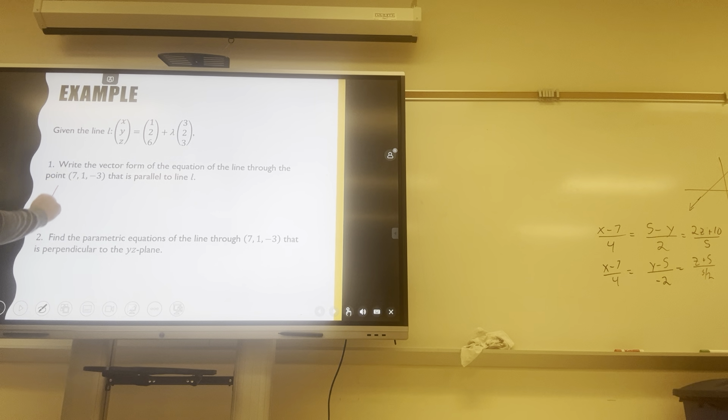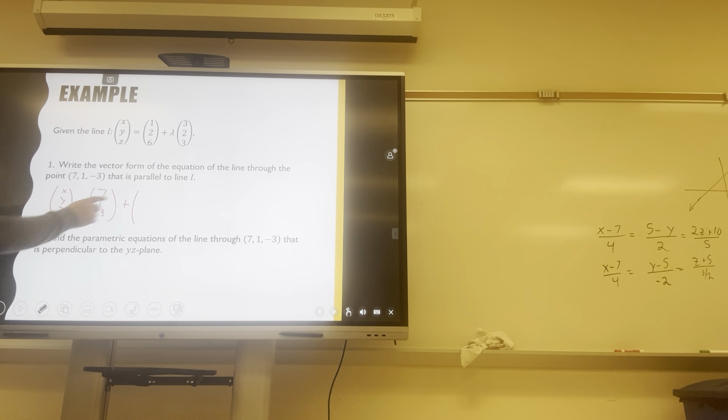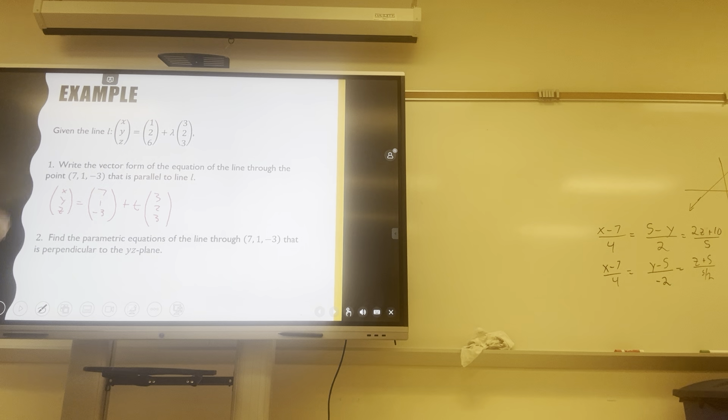So vector form starts with x, y, z equals, now what do I want to put here in the position vector spot? I want this point, right? I want to make sure the line goes through this point. The way I can do that is make that the position vector. And then if I want it to be parallel to L, how do I make sure it is? Same direction vector. Technically, oh, I need a little space there, I need a parameter name. So I'll use t since they used lambda. I technically don't need to use the same direction vector, as long as it's a scalar multiple, that would be good enough.